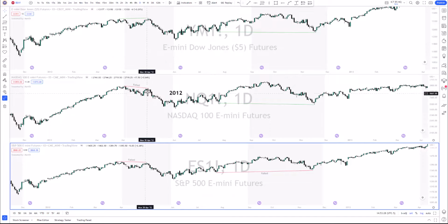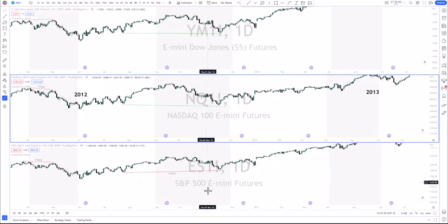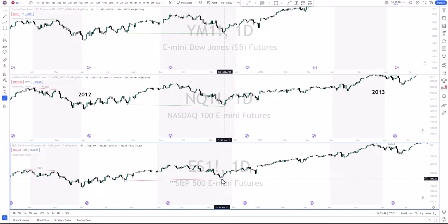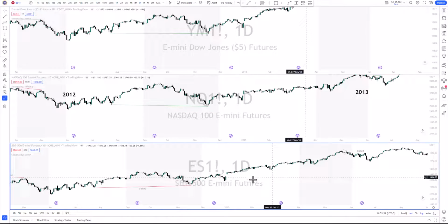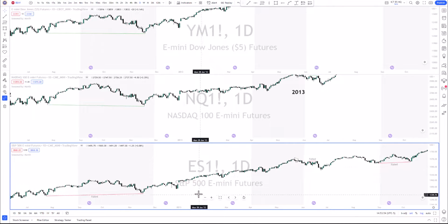2012, we failed to make a higher high in the S&P, and the NASDAQ had a nice movement lower, then kind of consolidated over the summertime. In the fall, we failed to make a lower low in the S&P and grinded higher. This was towards the end of November, so this was a later one, but this grinds all the way up until basically the middle. Actually, it just kind of keeps going.